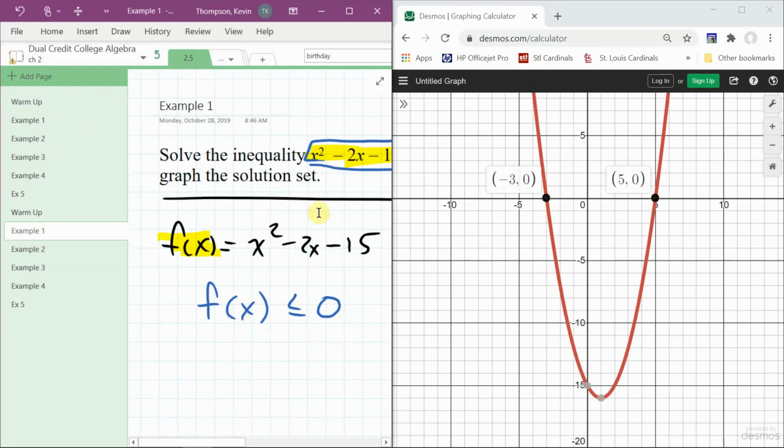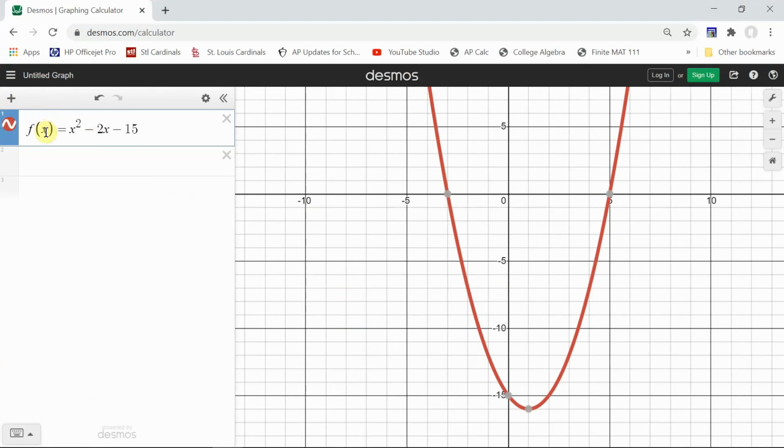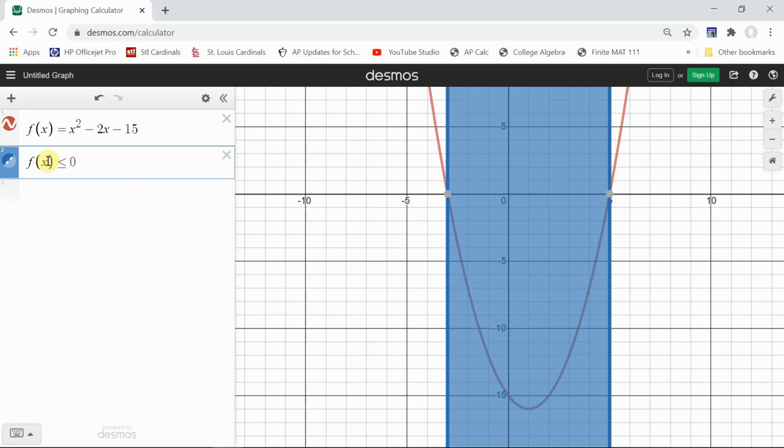Now, for several years, you have been told that if you're thinking about f of x, you should just think of y. So really, if I'm saying f of x is less than or equal to 0, that definitely... did not graph that right.